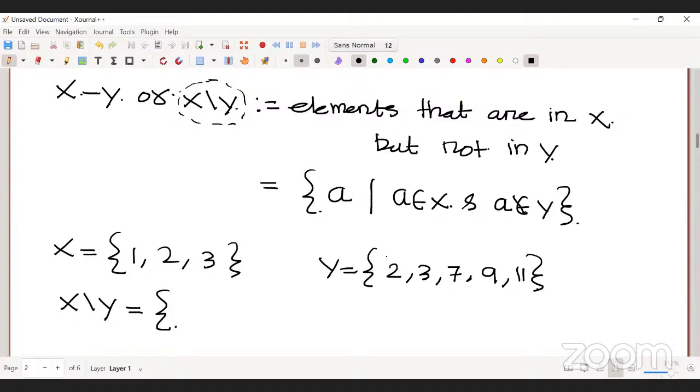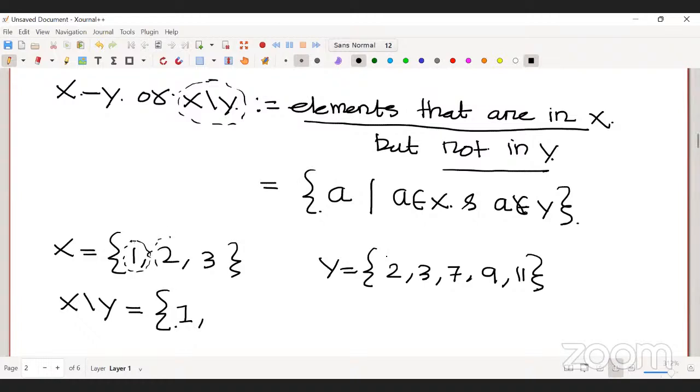So what are we basically searching for? We are searching for the elements of x that are not in y, right? So for x difference y, we need to search for all such elements that are in x but not in y. Let's check one by one. The first element is 1. Clearly 1 is in x, but as you can see, 1 is not in y. That means 1 satisfies this condition, the elements that are in x but not in y. So 1 is in this set.